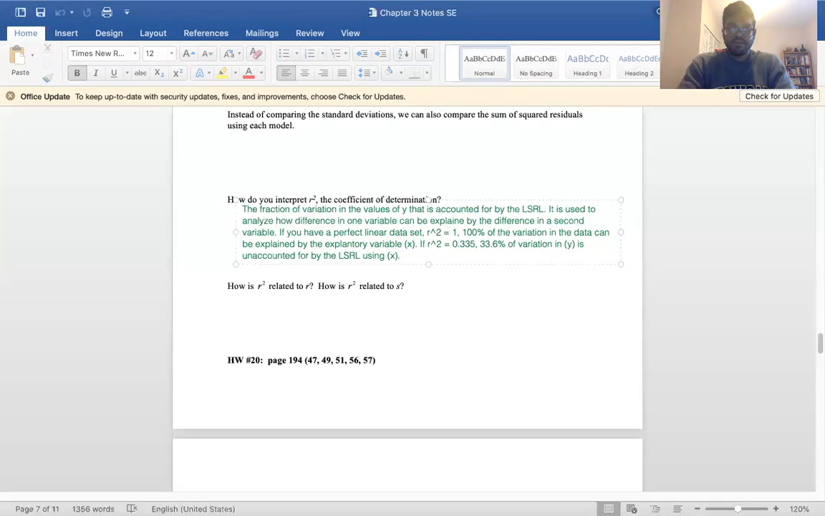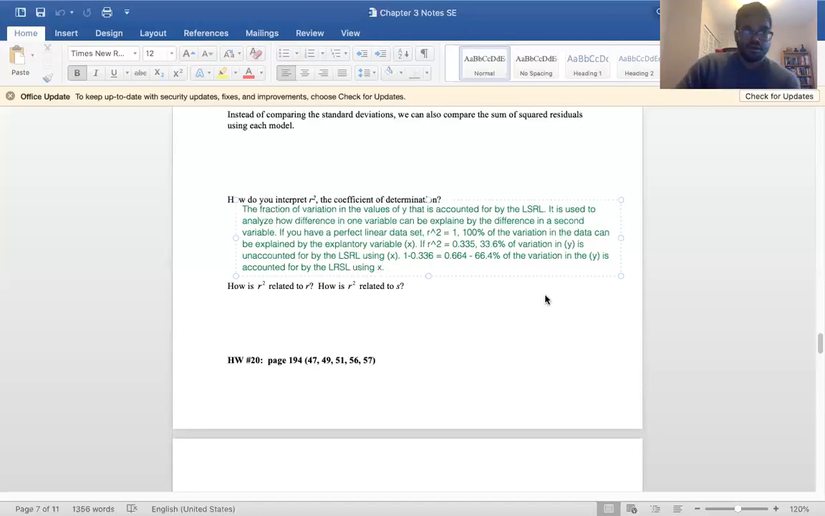Okay. Another way of saying that, if I go 1 minus that number, I get 0.664, which is also saying 66.4% of the variation in y, whatever y is, is unaccounted for by the LSRL using x.